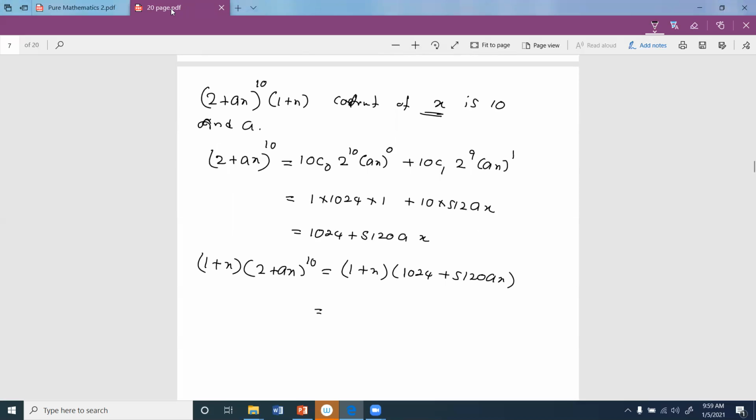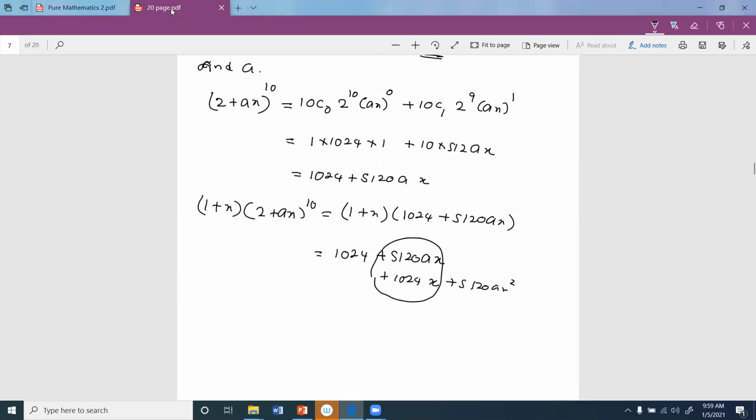Okay, then let's do this expansion. 1 into 1024 is 1024. This turns up to 5120ax. Multiply with this, then multiply with x is 1024x plus 5120ax squared. So we need only this bit of it. This is the term, right? Then you can write 5120a plus 1024 is the coefficient of x. It equals 10 as they mentioned.